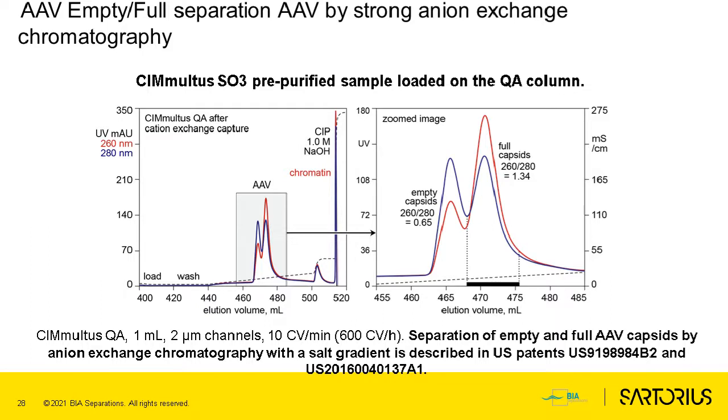And then we take the fraction of the AAV and we go, in this case, to the QA, where we can separate full and empty. And we see still also on the right the CIP peak, still a small chromatin peak. Some of the chromatins were of the other charge, opposite charge, and they were sticking now to the anion exchanger.